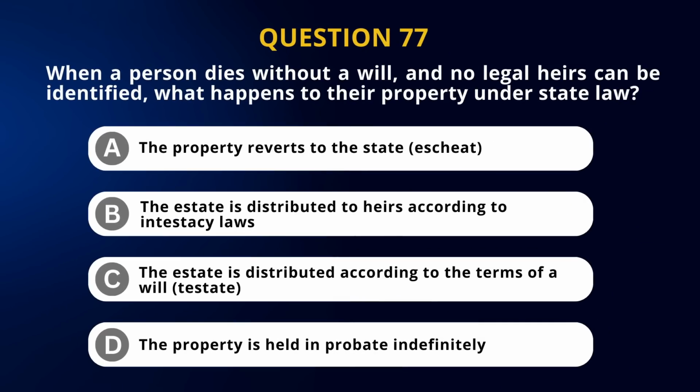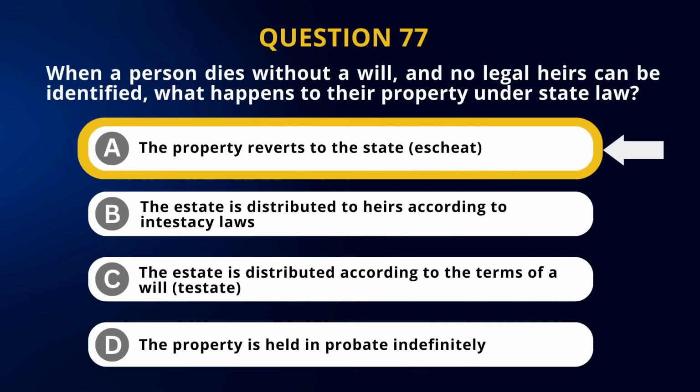Question number 77. When a person dies without a will and no legal heirs can be identified, what happens to their property under state law? Letter A, the property reverts to the state, escheat. Letter B, the estate is distributed to heirs according to intestacy laws. Letter C, the estate is distributed according to the terms of the will, testate. Letter D, the property is held in probate indefinitely. And the answer? Letter A, the property reverts to the state, called escheat.